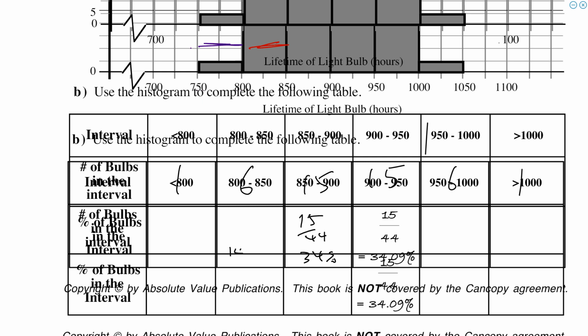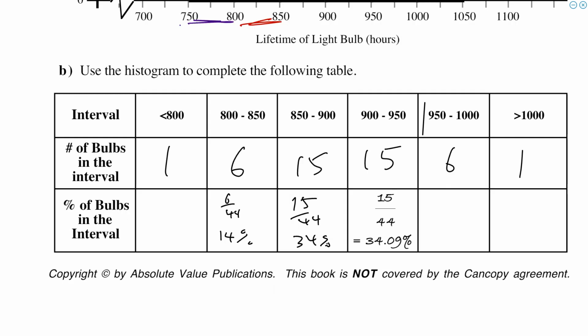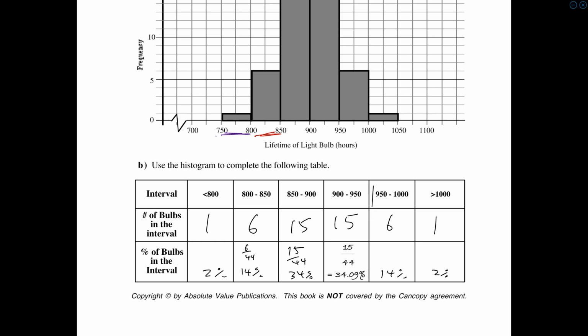14%. 14% here. And then how about 1 out of 44? 2%. That's pretty nice. 2, 14, 34, 34, 14, 2.